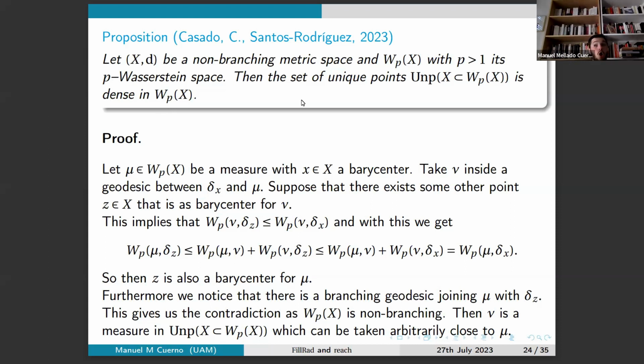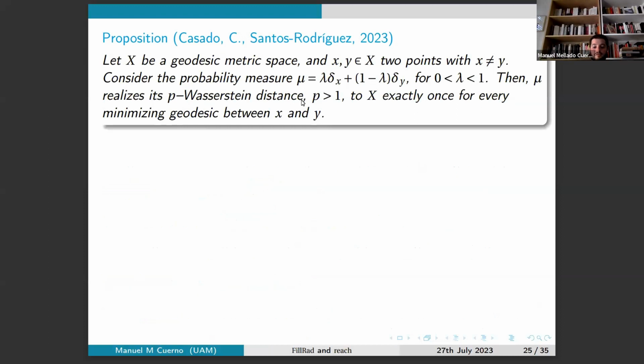So now we have some hope for the possibility of positivity of the reach. But well, our hopes will last very little, because we found this proposition: if X is a geodesic metric space and we have two points X and Y in this space, we consider the probability measure mu as a point in the segment for some delta. Then mu realizes its p-Wasserstein distance, for p greater than 1, to exactly 1 for every minimizing geodesic between X and Y.